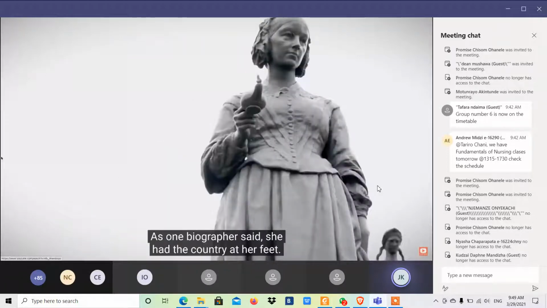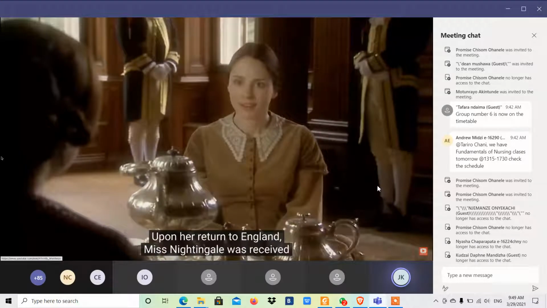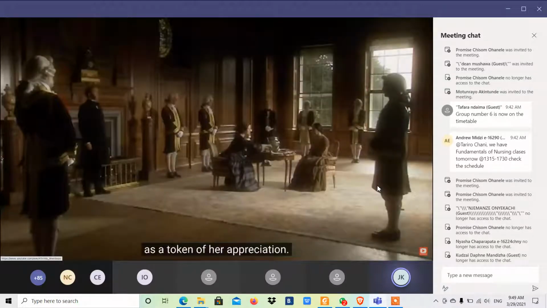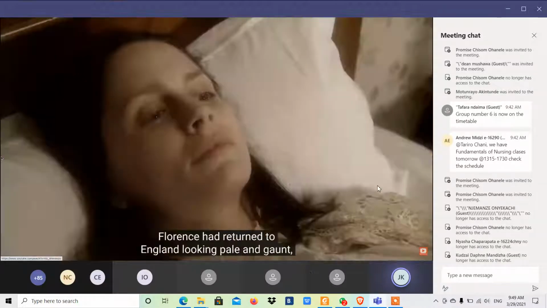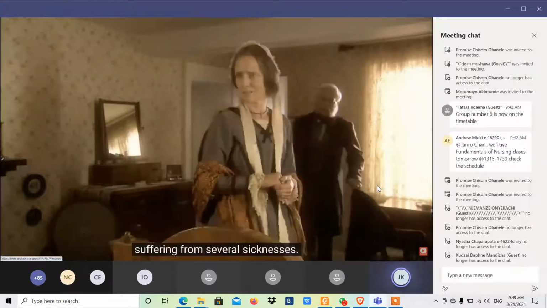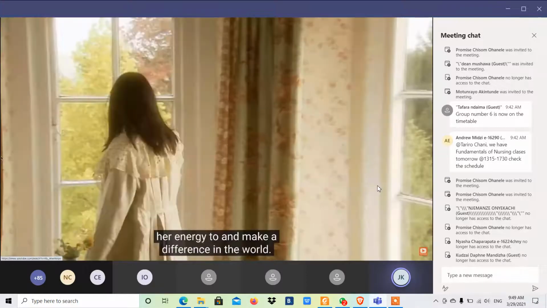Upon her return to England, Miss Nightingale was received by Queen Victoria, who gave her an inscribed diamond brooch as a token of her appreciation. Florence had returned to England, looking pale and gaunt, suffering from several sicknesses. But she had found her cause, something that she could devote her energy to and make a difference in the world. She had finally found what God had called her to do.